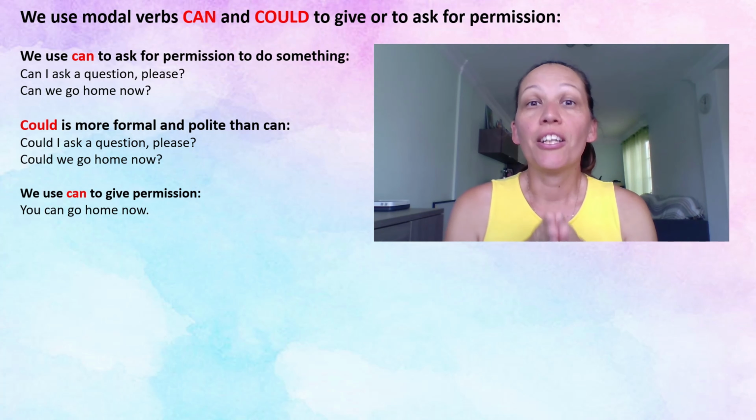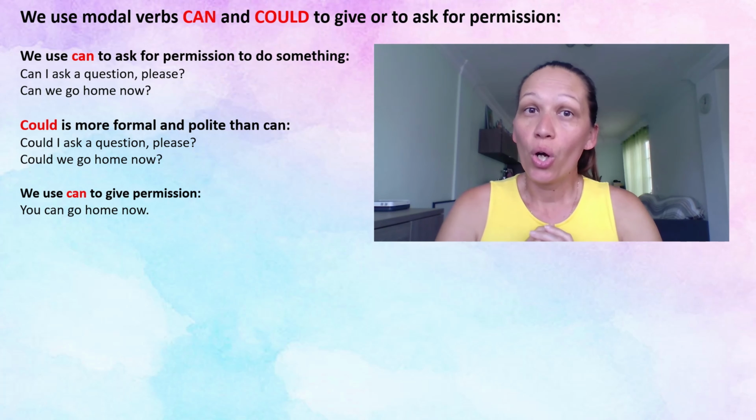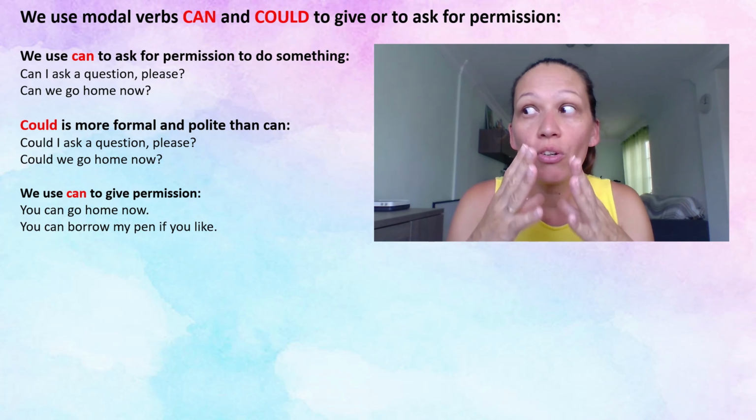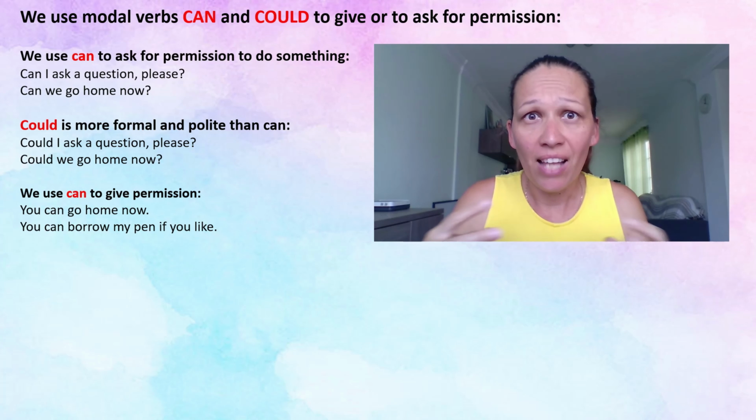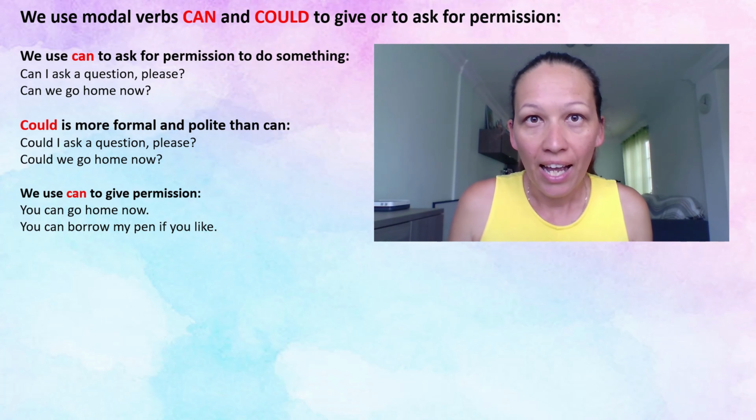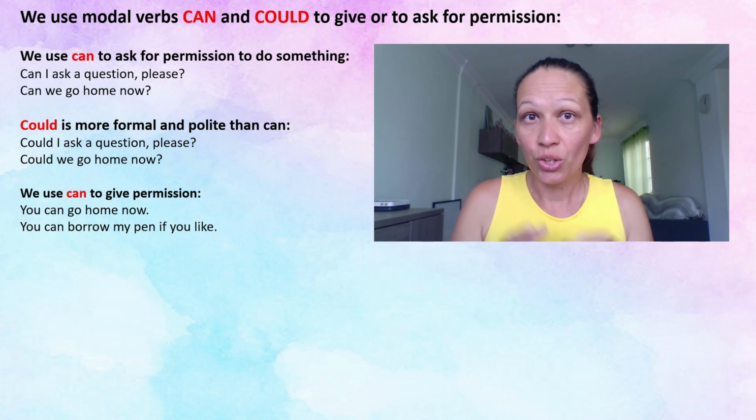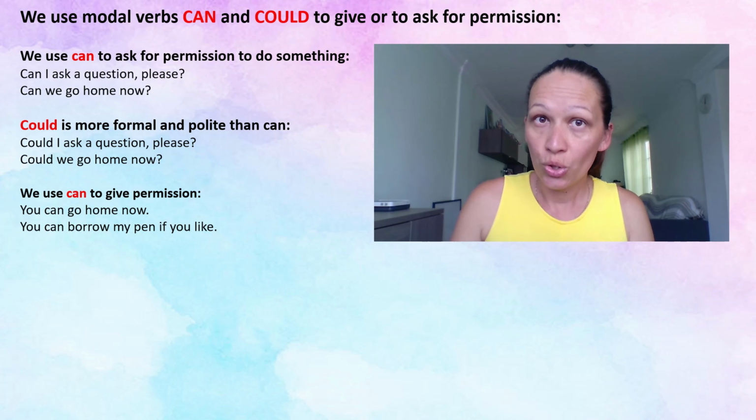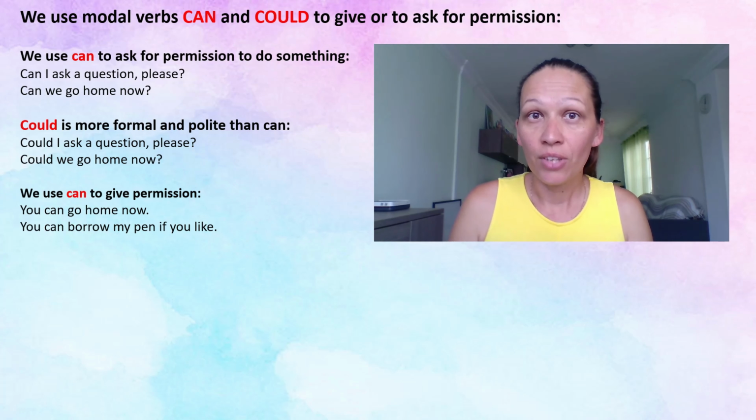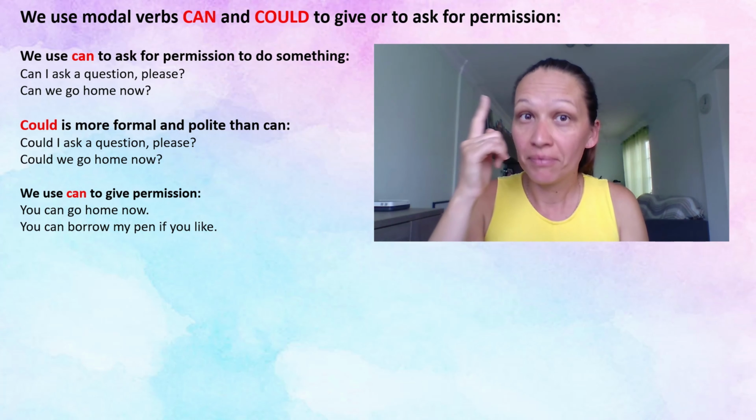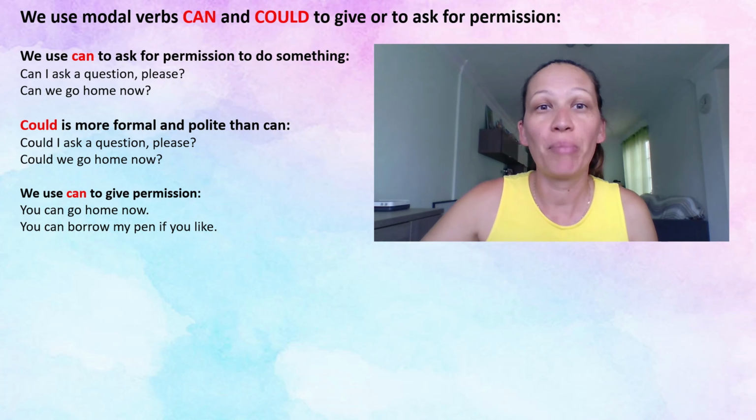We use can to give permission as well. So when you ask your teacher, can we go home? You will receive the answer, you can go home now. Or for example, you arrived late and you realize that you don't have any pen. And your classmate can say, you can borrow mine if you like. So your classmate gives you permission to use his or her pen. When we borrow something, we use it with the intention to give it back. Don't forget to give back the pen.